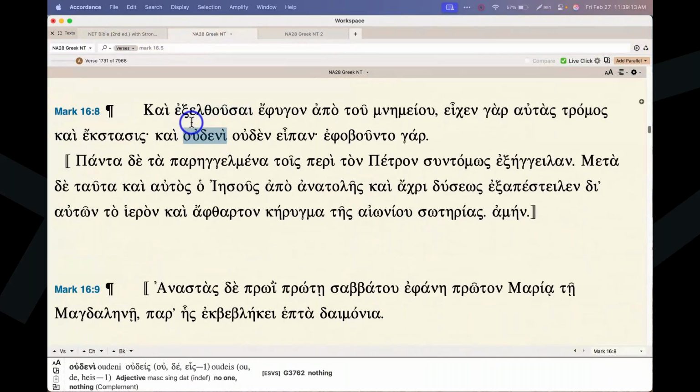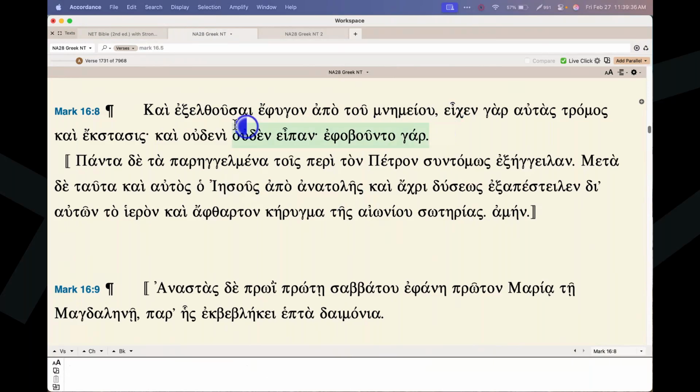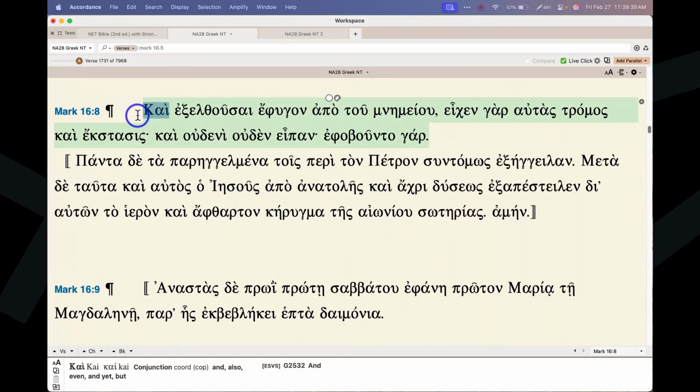Kai eselthusai ephugon apo tu mnemeu, echen gar autas tramas kai ekstasis, kai udeni uden epan, ephobunto gar. Now you'll notice there's more text here. We'll come back to that in just a moment. This is as much as we're going to do with the Greek. So let me do that much left to right, and then we'll talk about some of the issues that come up. And going out of the tomb, they fled from the tomb.